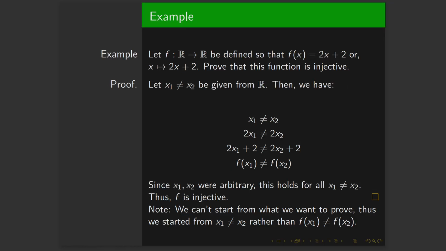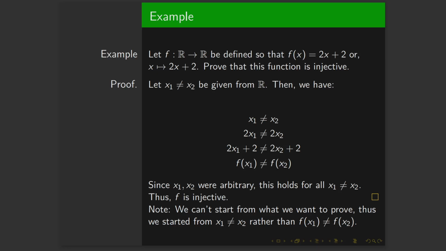Now let's actually do an example. So let's define a function that goes from R to R. We're going to define it by f of x equals 2x plus 2. Or in other words, x maps to 2x plus 2. We won't use the maps-to notation. We'll just use f of x equals 2x plus 2. But this is something that might come up in the future. Prove that the function is injective.